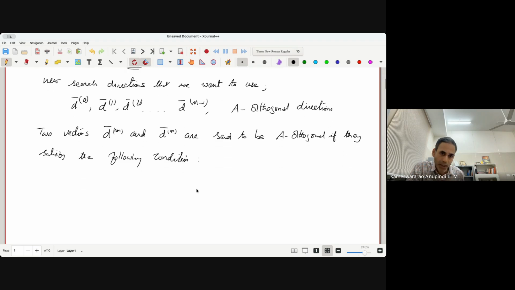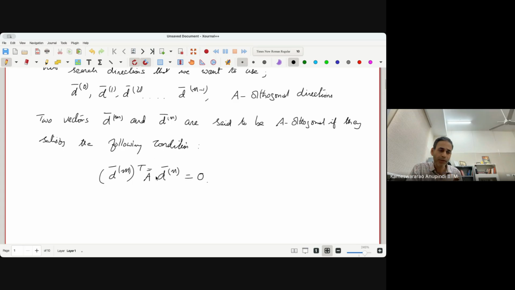Okay, what is that condition? That condition is dm transpose A times dn equal to 0. We realize that here whenever we write superscript dm dn, these are only going to denote some particular d, not exactly d to the power m. Similarly, although I have not written overbars here, we know that these are vectors and A is a matrix.